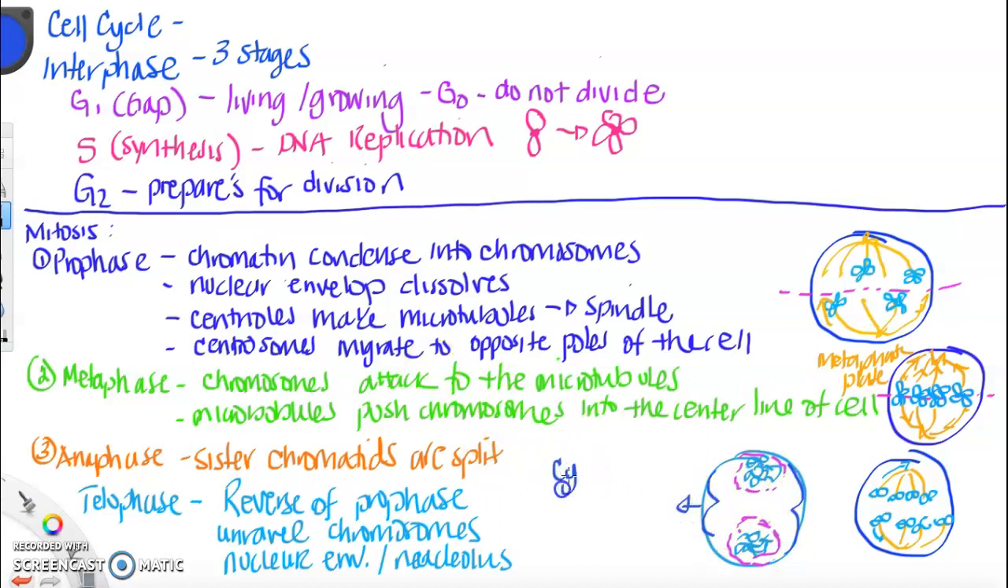And then finally it'll go through cytokinesis. And that's where it officially divides and becomes two identical daughter cells. All right. And then once it goes through cytokinesis and it's two daughter cells, they enter the G1 phase of interphase. So that is the life cycle of the cell.